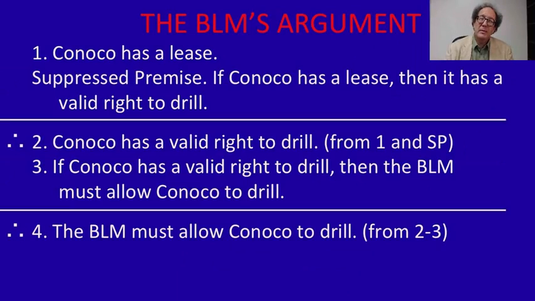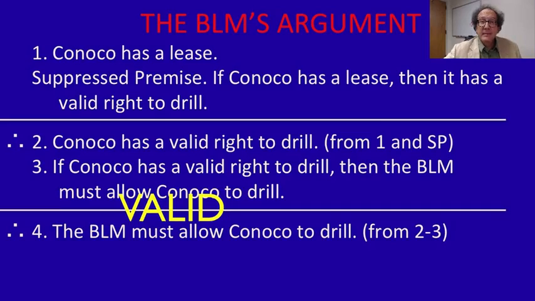If you add that to that premise that they do have a lease, then it'll be a valid argument to the conclusion that they have a valid right to drill. Next, is the argument from 2 and 3 to 4 valid? Yes, because it's not possible that Conoco has a valid right to drill, and also, if they have a valid right to drill, then the BLM must allow them to drill, and it not be true that the BLM must allow them to drill.